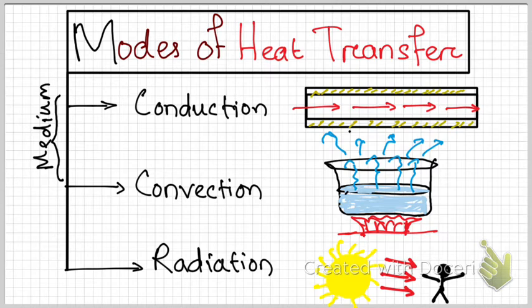Now for conduction and convection, generally a medium is necessary because the means of heat transfer is by means of mass. Whereas in radiation, there is no need of any medium because radiation takes the help of electromagnetic waves, and these generally travel without any medium.